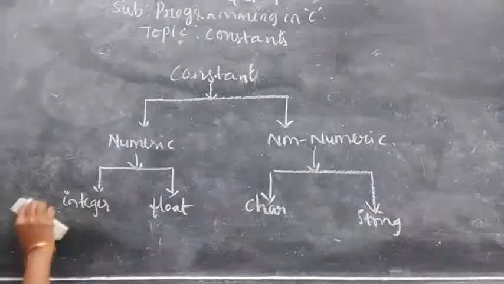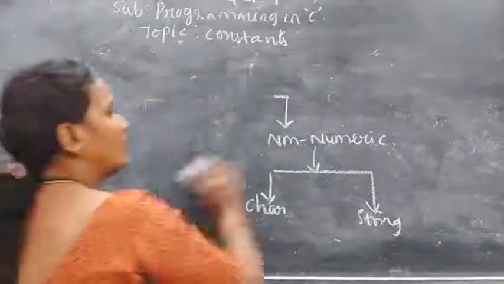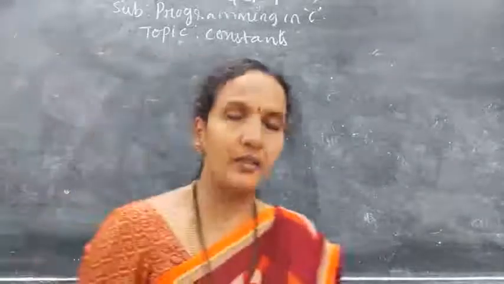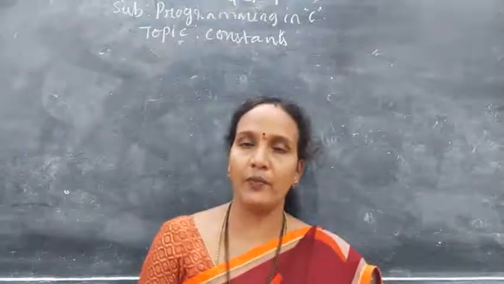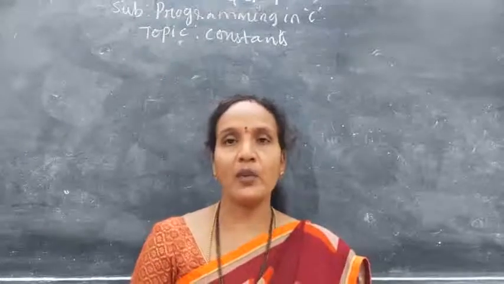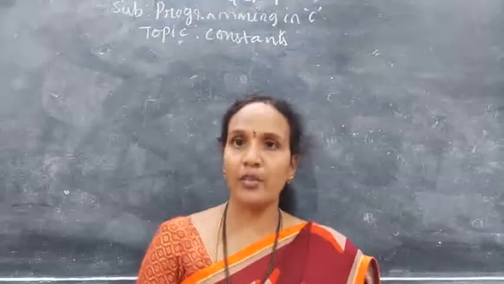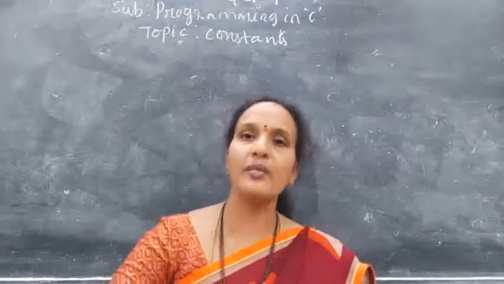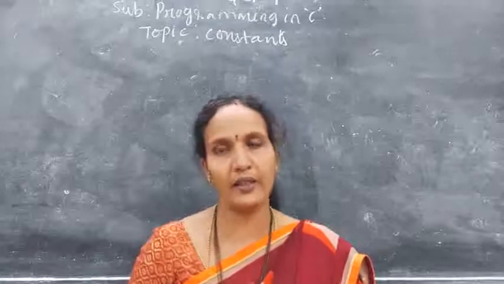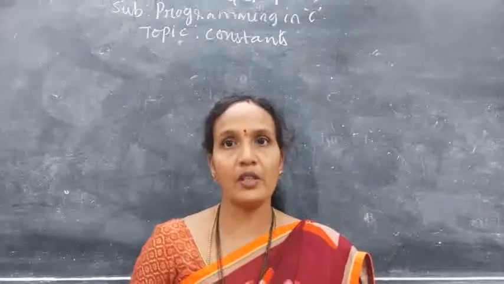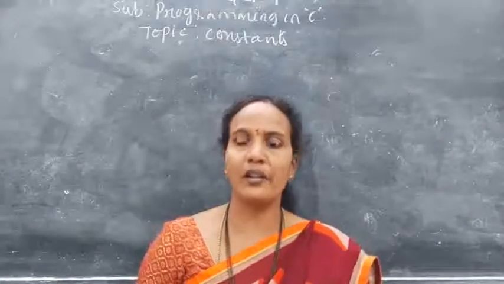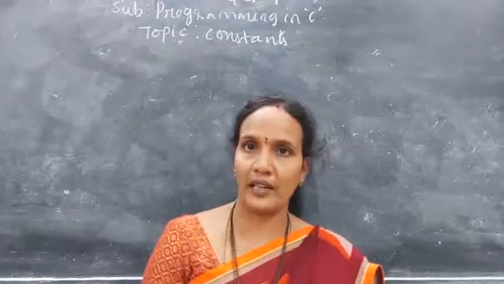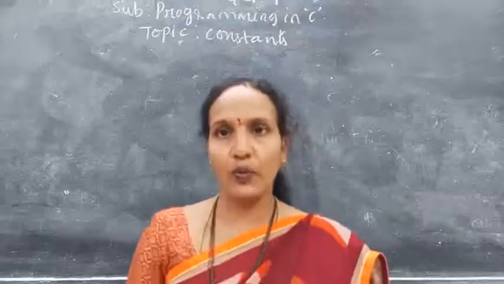Okay. Now we will discuss integer constants. Numeric means the variable which is holding a fixed value, that is a numeric constant. Non-numeric means the variable which is holding a character or string; such constants are called non-numeric, meaning they are not holding a number. The variable which is holding a fixed number is called numeric. Under numeric, I have two categories: one is integer and the second one is float.